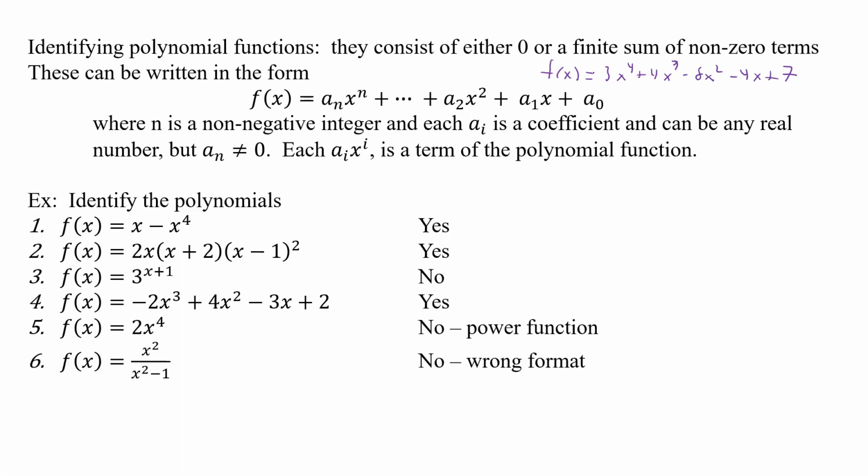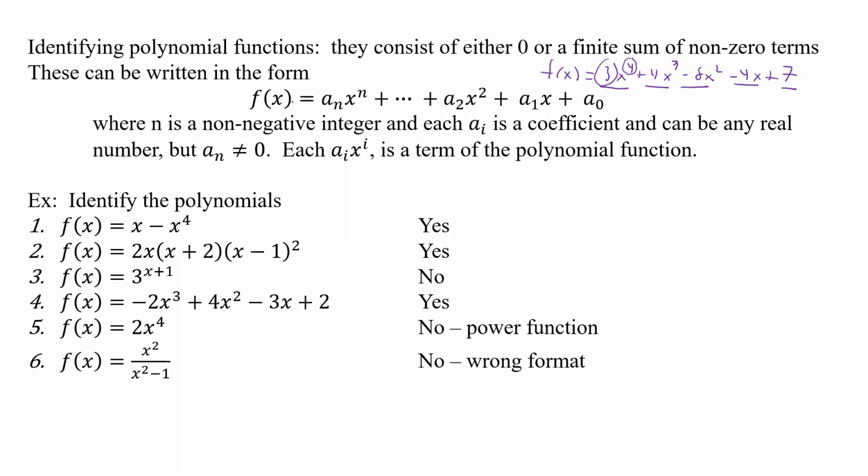Now, the key thing is our first one, on the highest term, which is this one, has to be not equal to 0, because if this is equal to 0, then that's not our highest term. This one is our highest term. And so you always have to have a sub n, whatever it is, not equal to 0. Now, each of these things in here, the 7, the negative 4x, the negative 8x squared, the 4x cubed, and the 3x to the 4th, those are each terms of a polynomial. Okay, so each one of them is a term.